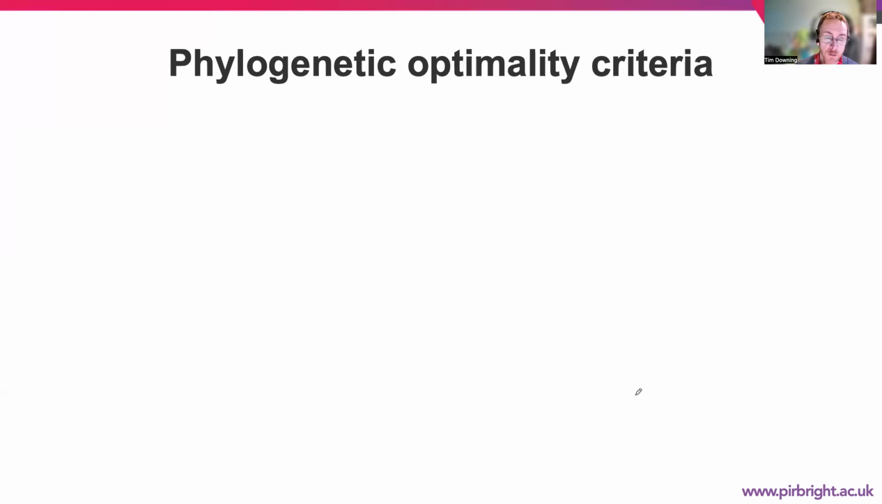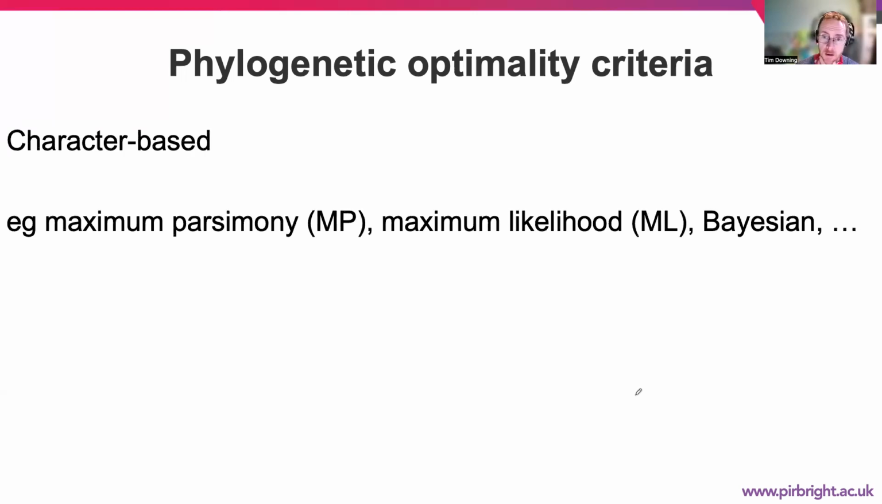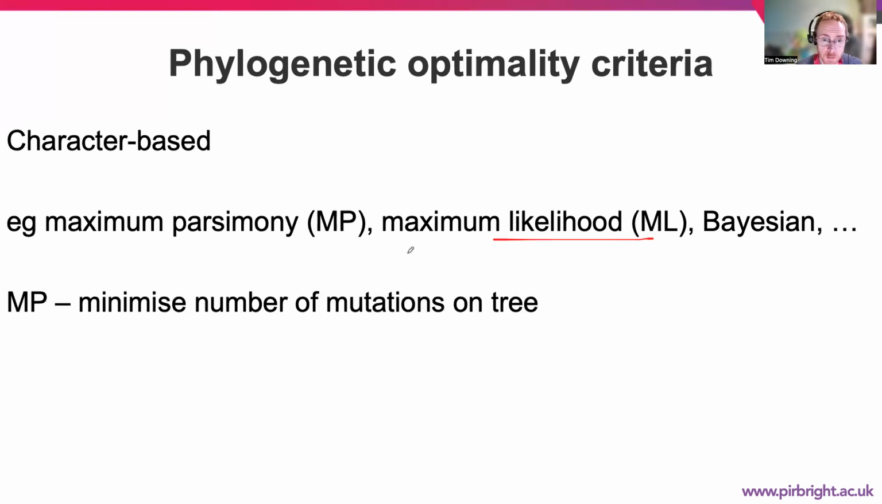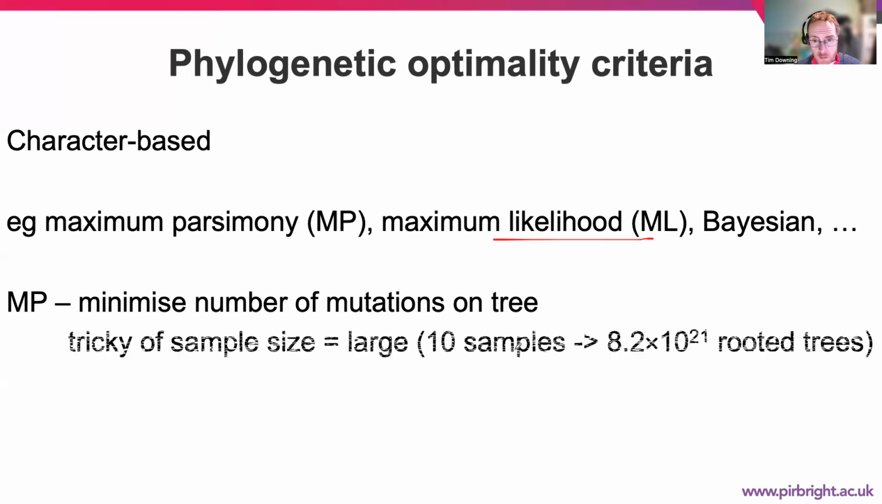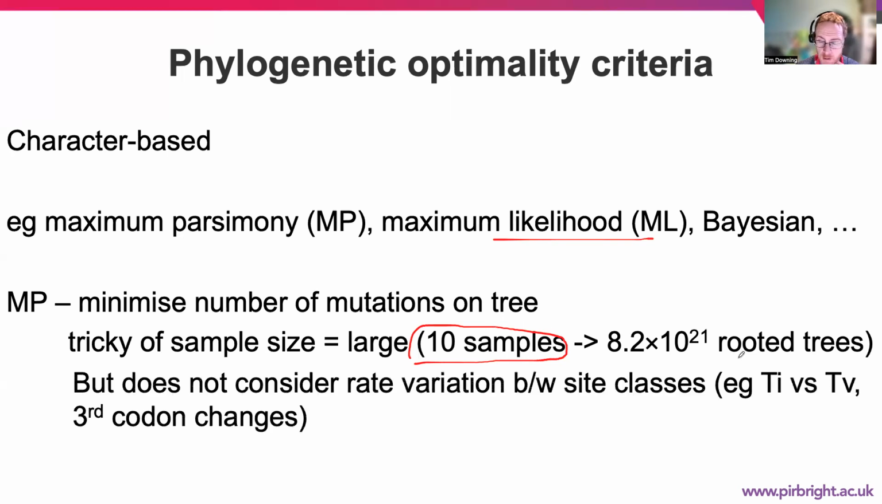Other methods are character-based. So maximum parsimony is the most common example of that, where we also have maximum likelihood and Bayesian methods that also apply this as well. Maximum parsimony tries to minimize the number of substitutions that occur on a particular tree by pushing more of them onto the internal branches. Of course, there's a limitation in that we have to search through different possible trees. So if we've just 10 samples alone, we may have, in theory, 8 by 10 to the 21 different possible rooted trees. And the issue with maximum parsimony is that it doesn't consider rate variation between different site classes. So transitions versus transversions, third coding sites might have different patterns of mutations compared to other sites.